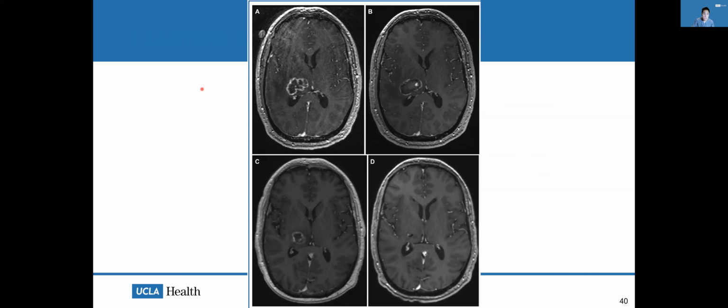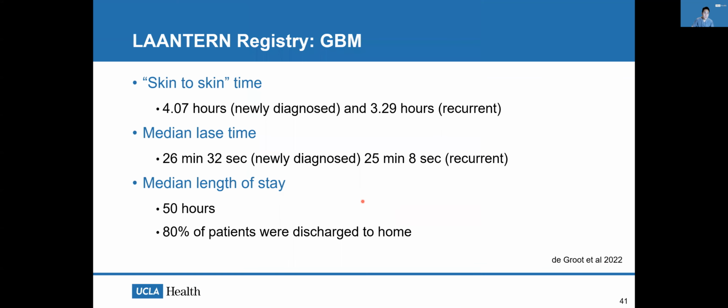These patients stay in the hospital for about a week, but this was done with a laser ablation, and you can see the post-ablation scan in the top right. A few months later, you can see continued involution of this lesion, and then at 12 months, you can see that it's almost gone with restoration of the normal architecture of the thalamus, etc.